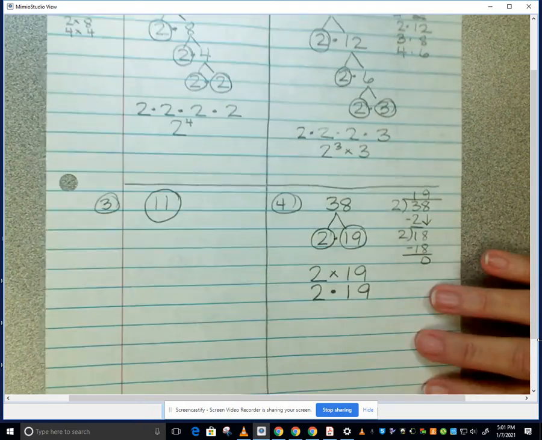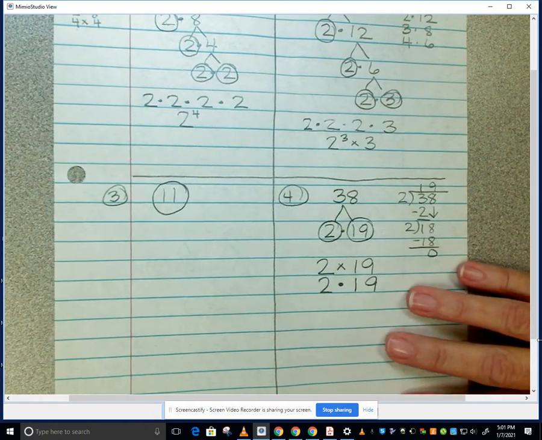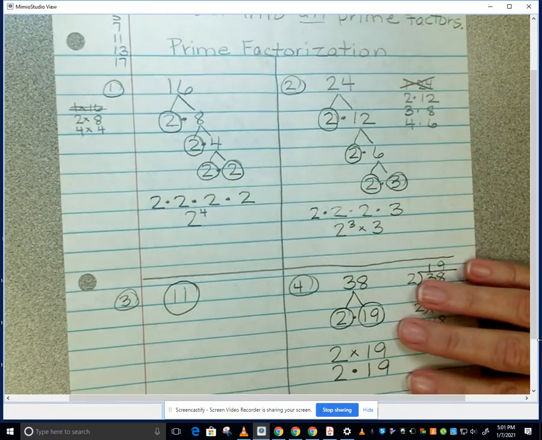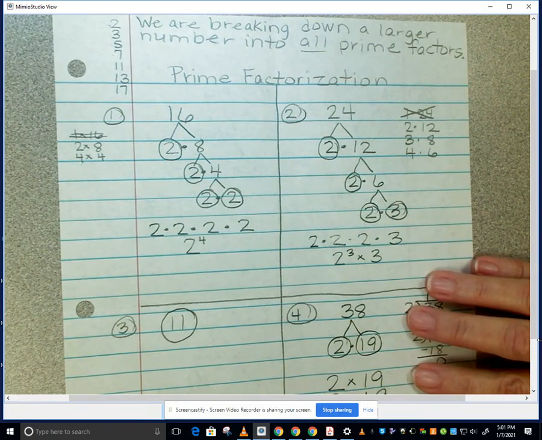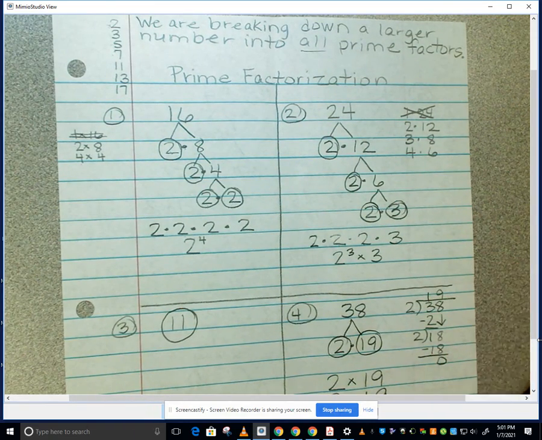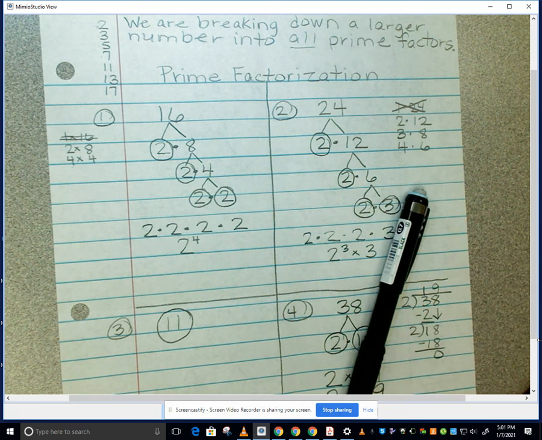Now, you could take and do some other numbers to practice. This is going to really help you when we work with fractions. So I want you to really practice this, and if you have any questions, let me know. I hope you've enjoyed the lesson.